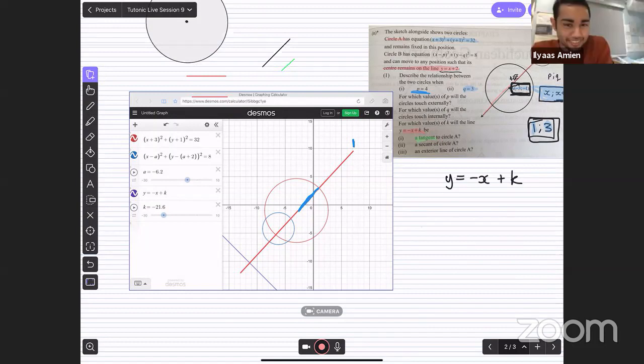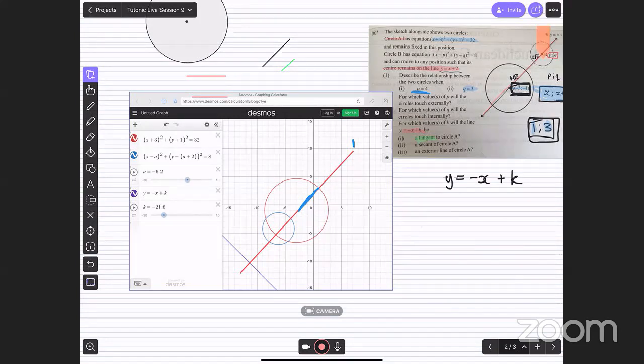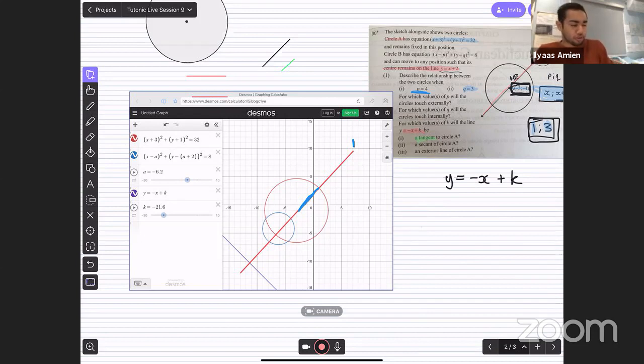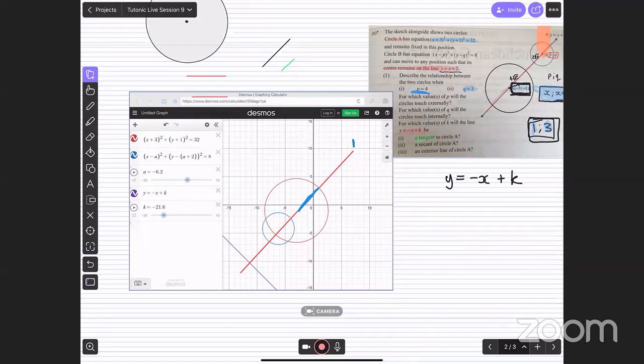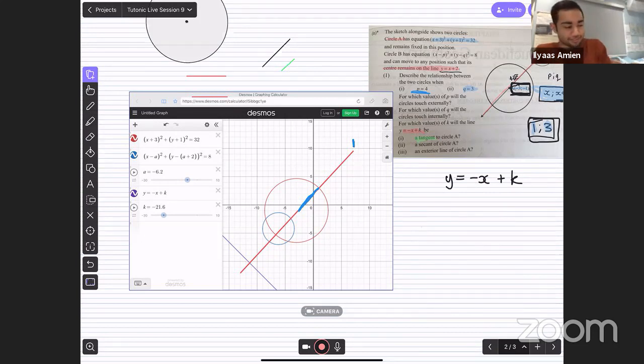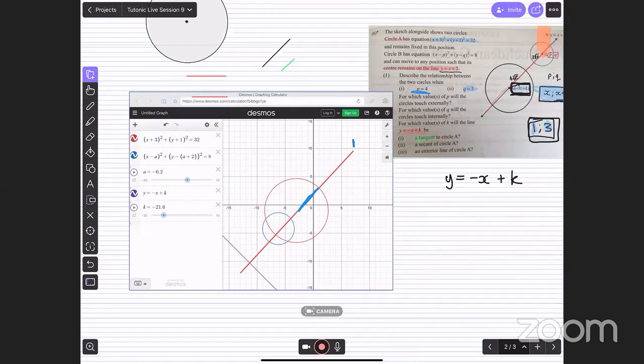Alia, any ideas? I just thought it was a tangent, same reason as Iman said. If it is a tangent, which is what the question is asking, what do you know about the gradient of the tangent and the gradient of the radius? Can't you work out an equation? What does that theorem state? The tangent at the point is perpendicular to the radius.